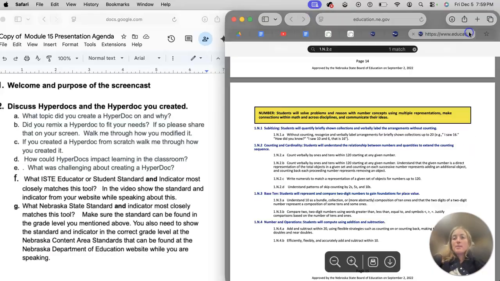So then for the next Nebraska standard, I have 1.N.2c. So that is going to be write numerals to match a representation of a given set of objects for numbers up to 120. So this is also addition, but having them use blocks or any other object is actually going to incorporate this standard.